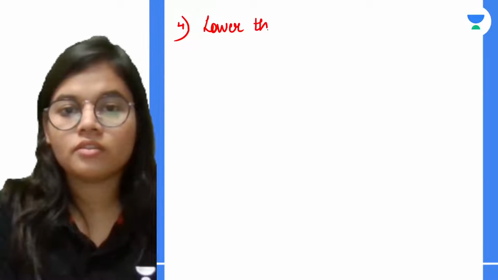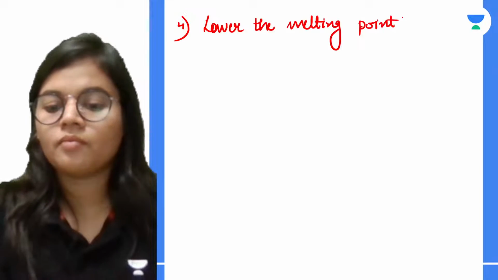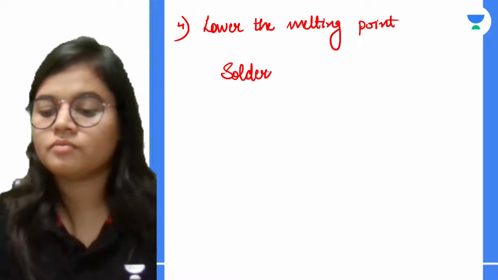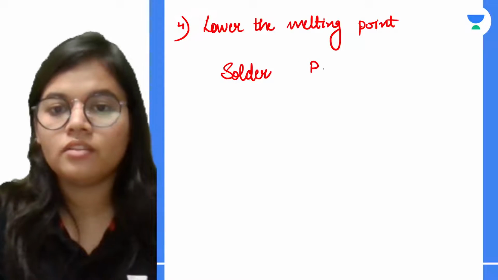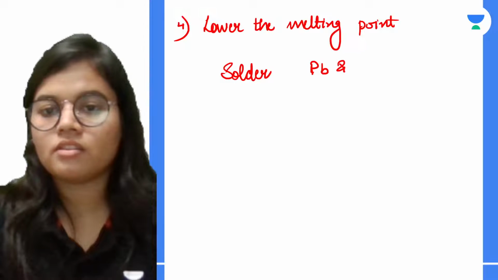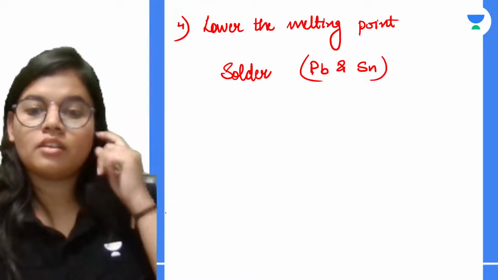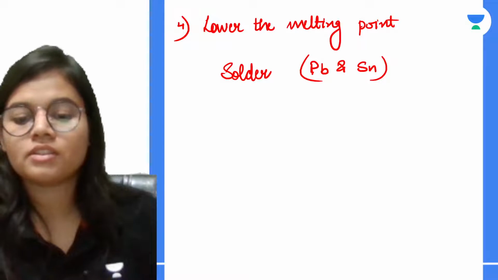Next is, for example, if the melting point or boiling point needs to be changed. So it could be to lower the melting point. For that we are using solder. So solder, what is it made up of? It is made up of lead and tin. Now because the melting point is low here, it can easily be used for soldering purposes.